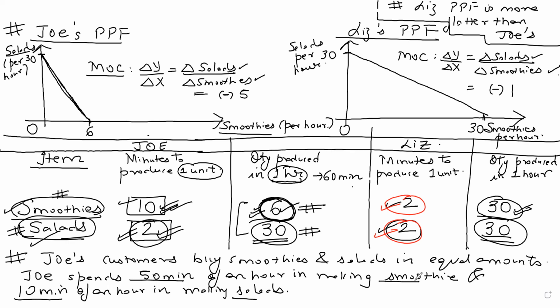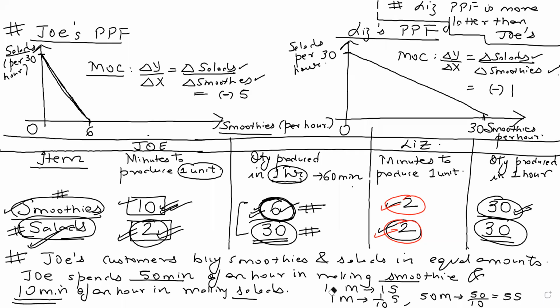Let's understand this. Joey takes 10 minutes to make one smoothie. In 1 minute, he can make 1/10 smoothie. In 50 minutes, he can make 50 by 10, which is 5 smoothies. And similarly, how many salads can Joey make? Joey devotes only 10 minutes to making salads.